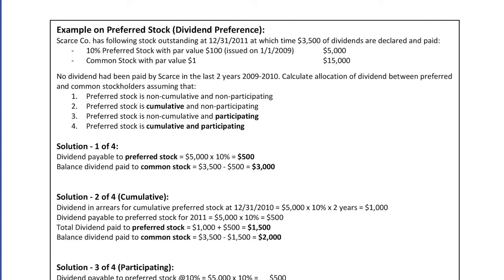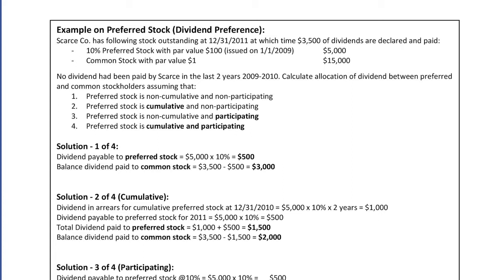Now it says no dividend has been paid by Scarce in the last 2 years, 2009 and 2010. Calculate the allocation of dividend between preferred and common stockholders, assuming that, so the first part, preferred stock is non-cumulative, non-participating. So in that case, the dividend payable to preferred stock is $5,000 par value into 10%, because that's 10% preferred stock, calculates to $500. The balance dividend is paid out to common stockholders, $3,000.